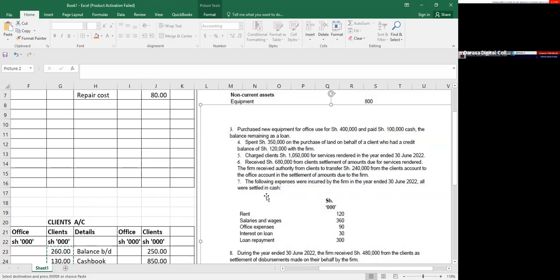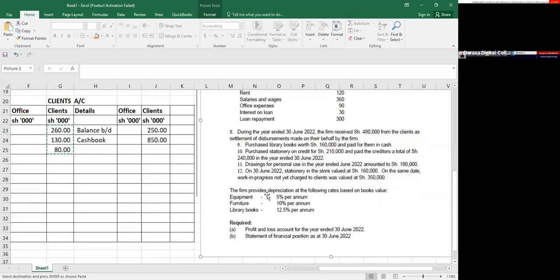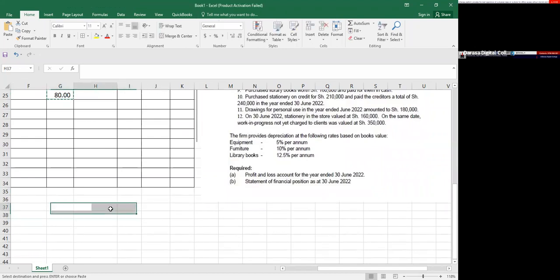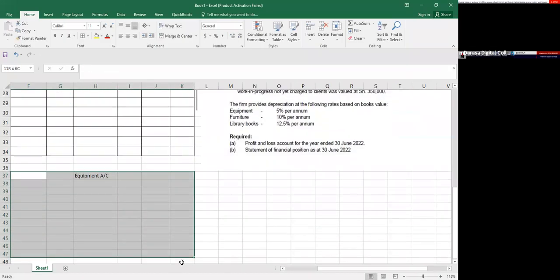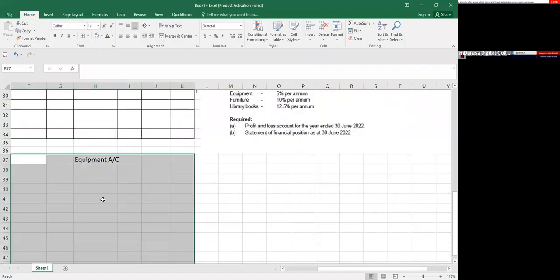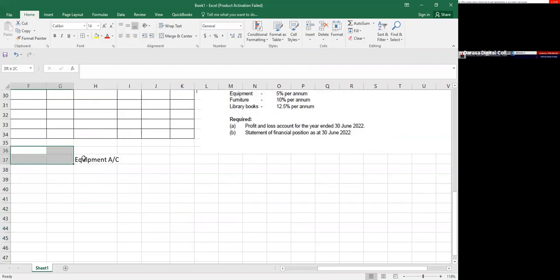So we've said number 1, we debit equipment with the whole amount of 400. We credit, actually you can open our equipment account here. So I'm having an equipment account here. You can have our equipment account here. Equipment account. So not a must, but important to open because it will assist us.